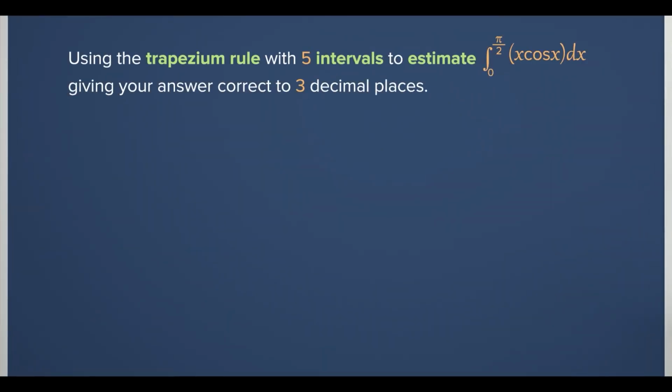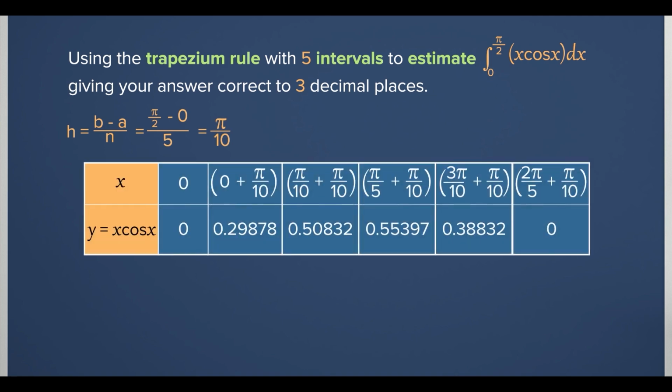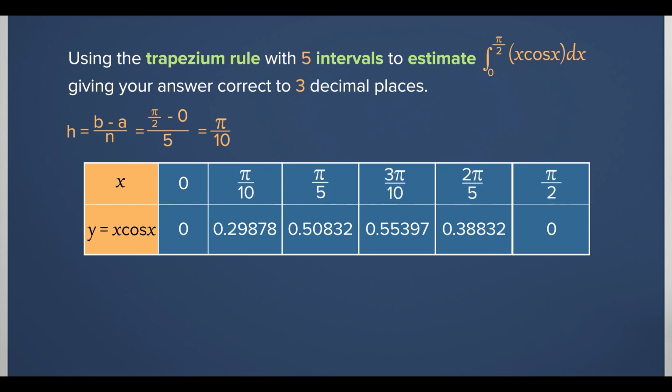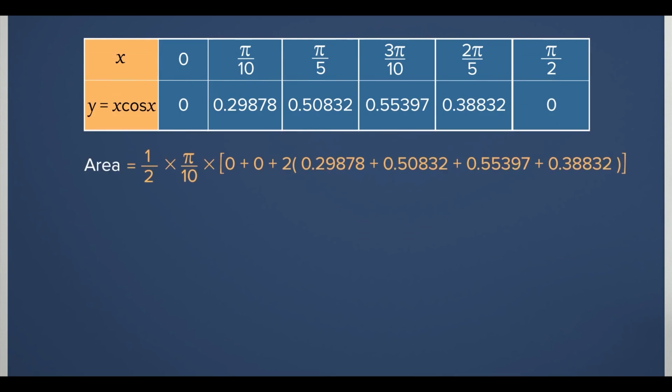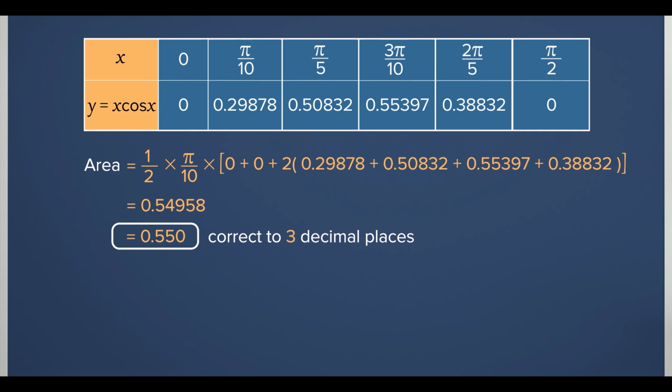According to the question, we should first calculate the width of each strip. Since there are 5 intervals, each of width pi over 10, we will have 6 ordinates within the interval 0, pi over 2. Now, using the trapezium rule, we get the estimated value of the area as 0.550.